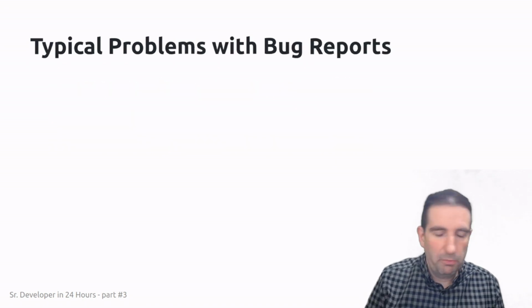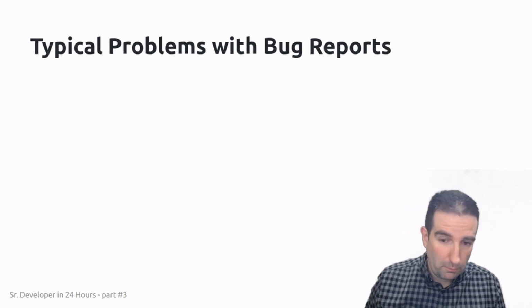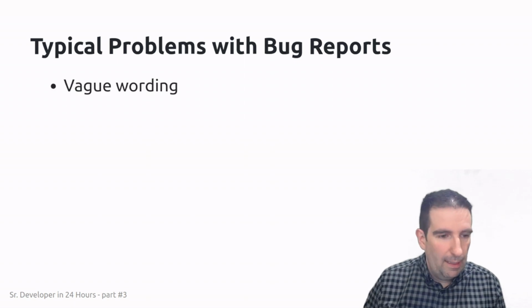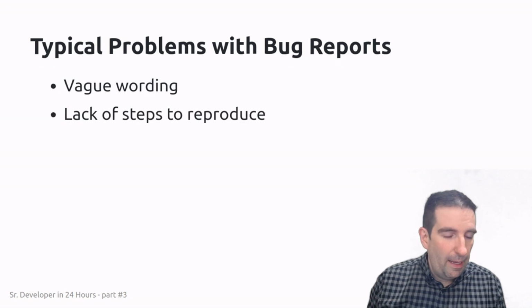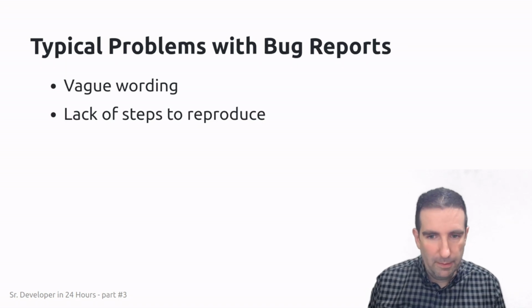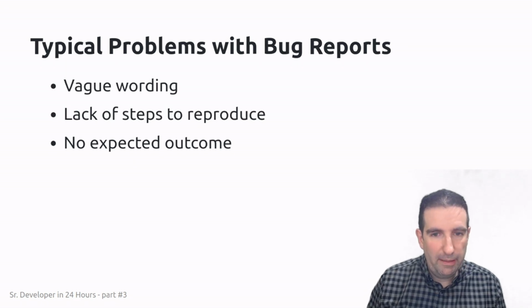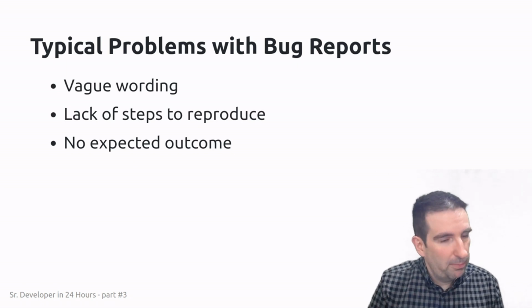Nonetheless, we're always going to run into problems with bug reports. We can have issues with vague wording. We could have, for example, lack of steps to reproduce the issue. You know, we get like, hey, I got an error. Okay, great. What did you do to get that error? For example, we could get no expected outcome. Like, hey, this didn't work as I expected. Well, what were you expecting?